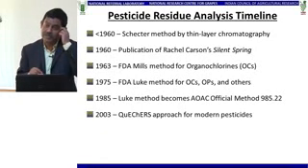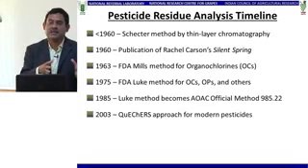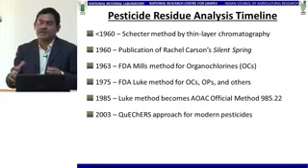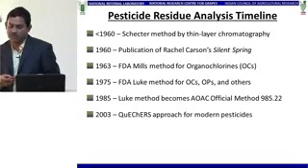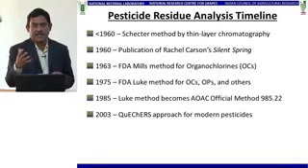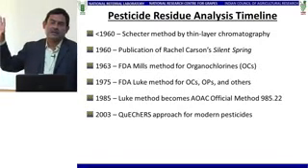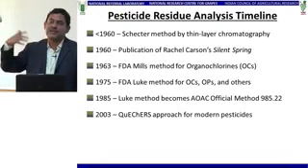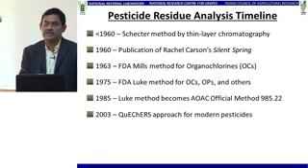And then people started developing a method for chlorinated hydrocarbons, because in those days DDT, aldrin, heptachlor, endosulfan were the main compounds to be tested in any of the commodities. Then gradually the method was further developed, and most of the developments were under the tutelage of the US Food and Drug Administration, because they were very proactive in that. And finally in 2003, the QuEChERS method came, and this method probably revolutionized the entire process of residue testing.